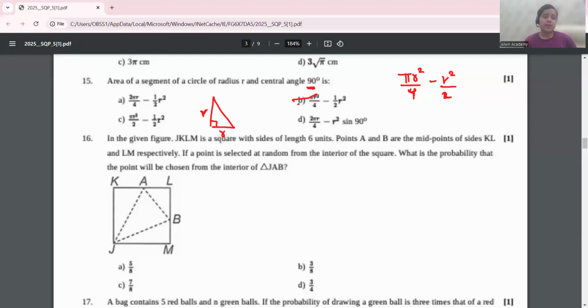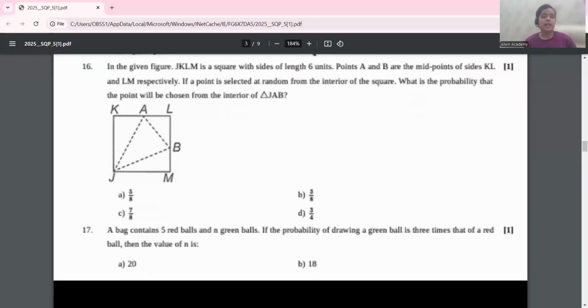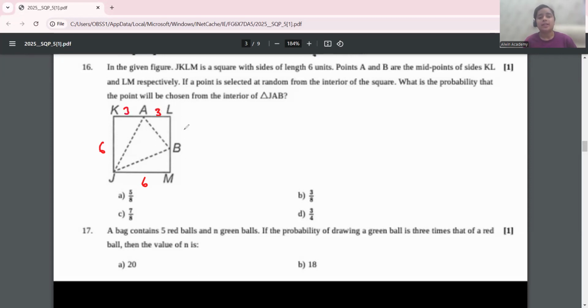Going to the next question. In the given figure, JKLM is a square with sides of length 6 centimeter. So this is 6, this is 6, this complete is also 6, this complete is also 6. Points A and B are midpoints of KL and LM. So I can say this length is 3, this length is also 3, this length is 3, and this length is also 3. If a point is selected at random from the interior of the square, what is the probability that the point will be chosen from the interior of triangle JAB?